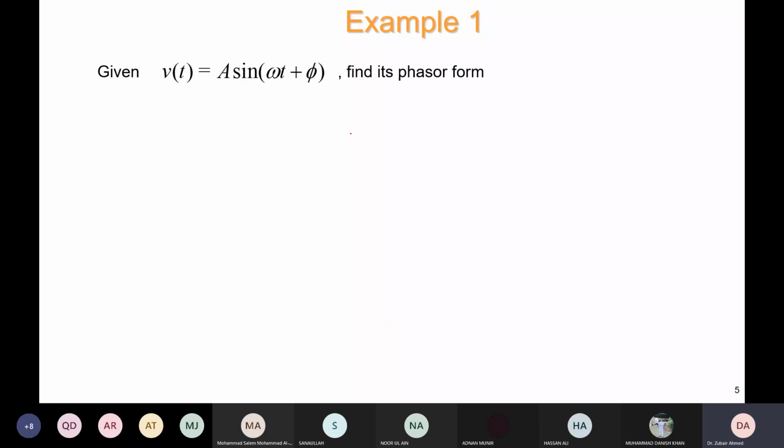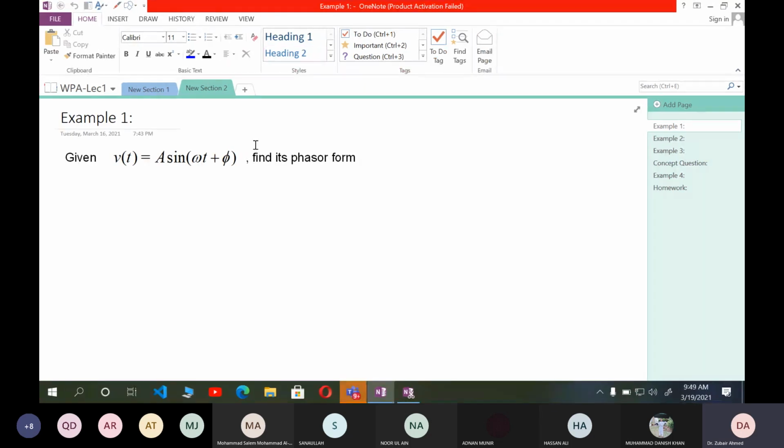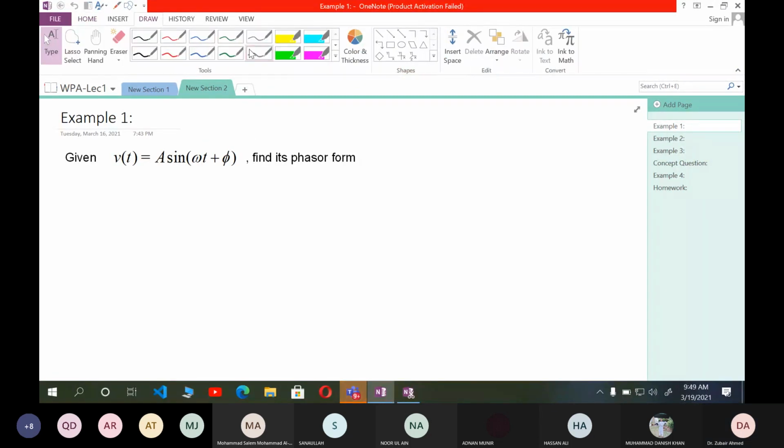Let's take an example. We are given a voltage signal V of t equals A sine omega t plus phi. We want to convert this time harmonic or instantaneous signal into phasor form. So what should we do? Can I write it like this? That is V S, let's say the phasor corresponding to this, is A exponential of j phi. Is it right or wrong?